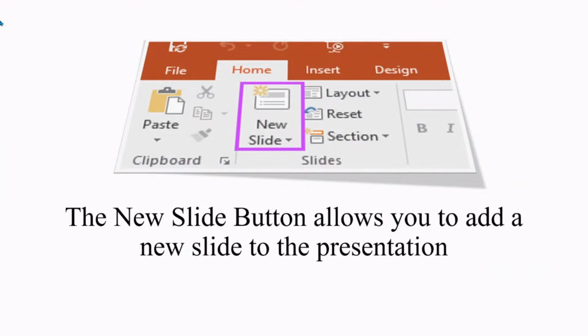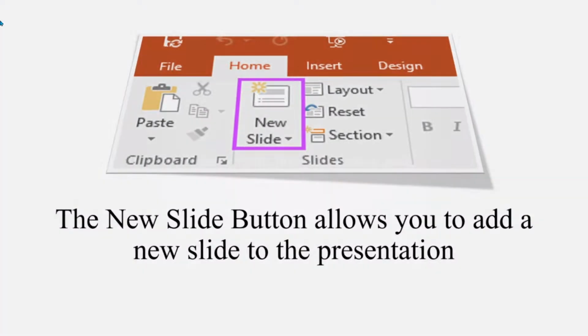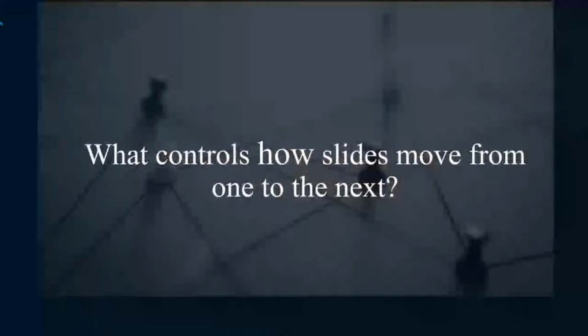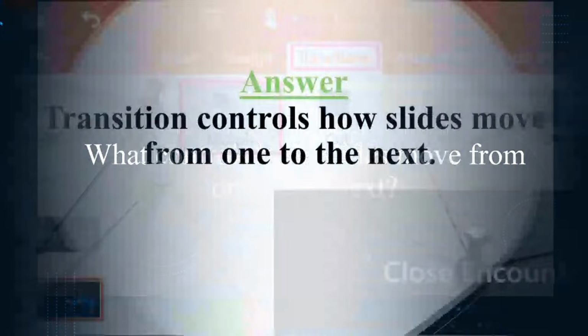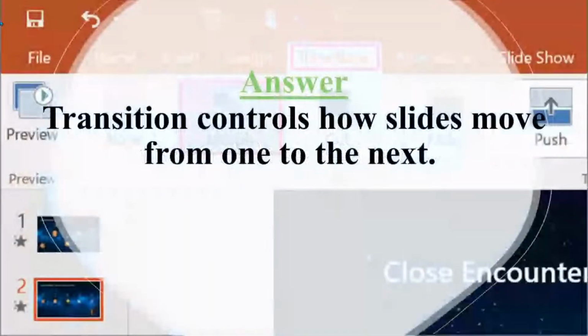Moving right along. What controls how slides move from one to the next? We would have gone over this term already. Very good, Jalicia. So indeed the answer is transition. Transition controls how slides move from one to the next. Very, very good.